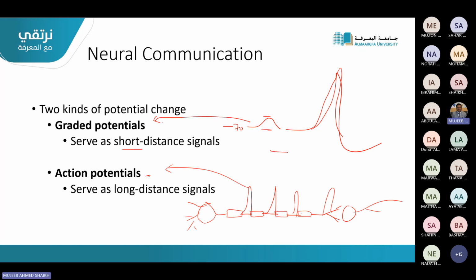But if it is maybe in the receptor, and it is only changing a little bit and not traveling, this is called graded potential. Graded means from minus 70 to minus 50, minus 68 maybe, or maybe minus 65, very small. But action potential means from minus 70 to plus 10 or plus 30. A large change in the potential, and it is traveling from one area to another. This is called action potential.